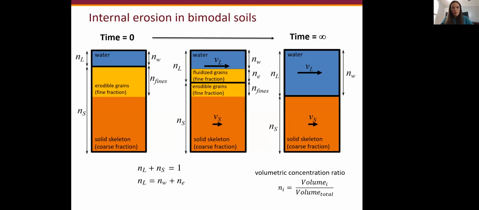Considering a continuum-based approach, the process of internal erosion can be understood as a two-phase mechanism that accounts for mass exchange between solid and liquid phases. This sketch represents the evolution of a phase diagram during seepage, assuming a saturated bimodal soil. These axes represent the volumetric concentration ratio of the phases and the components of these phases. The solid phase consists of two different parts. One is the solid skeleton, or the non-erodible solid part, which is generally the coarse fraction, and then some fines that are susceptible to erosion. At certain seepage conditions, we can eventually have all these fines washed out from the system.